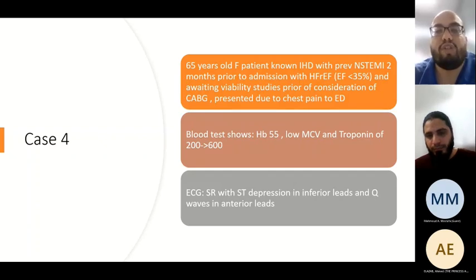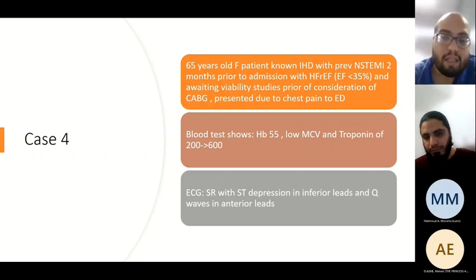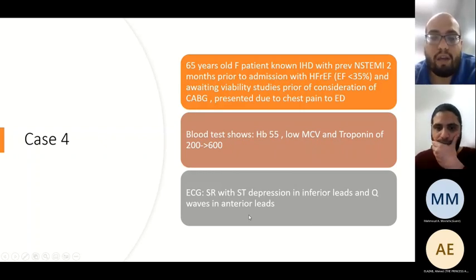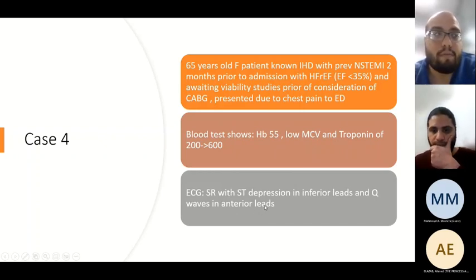Hb was 55. She had a low MCV, and the troponins were raised to 100 and 600. The ECG shows sinus rhythm. The ST segment depression in the inferior leads was new, but the T waves in the anterior leads were old. What do you think happened with that patient?